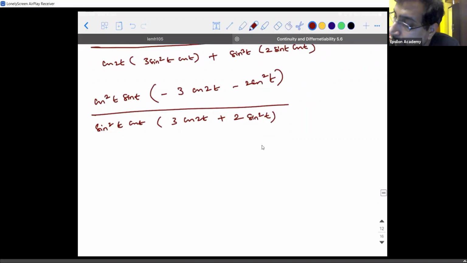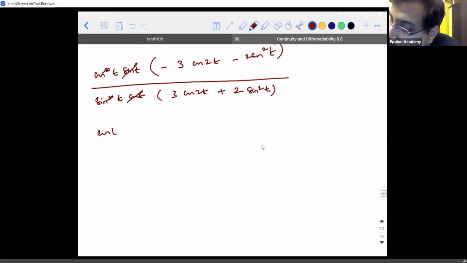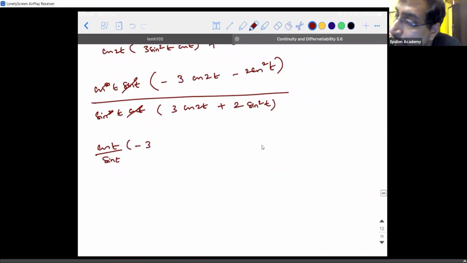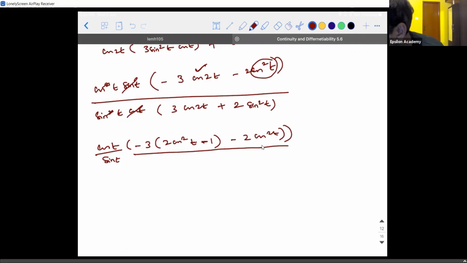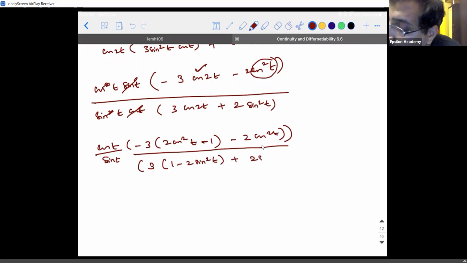Now comes the cancellation part. Sin t gone, cos t gone. So cos t divided by sin t into minus 3. Since I have a cos square here, I would write this cos 2t in terms of cos. So 2 cos square t minus 1 minus 2 cos square t. The whole divided by what? 3 into 1 minus 2 sin square t plus 2 sin square t.